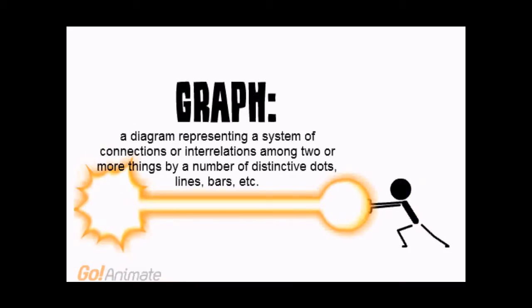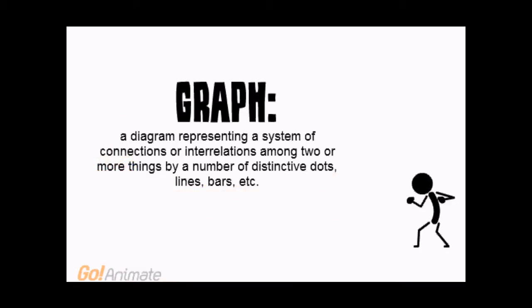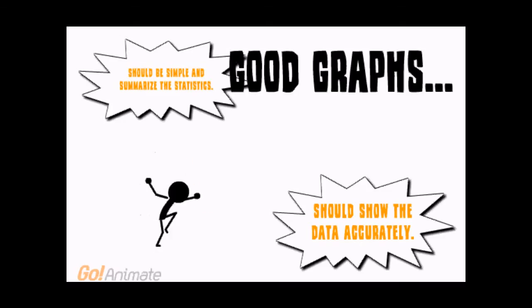A graph is a diagram representing a system of connections or interrelations among two or more things by a number of distinctive dots, lines, bars, etc. To make a good graph you need information that is graph-worthy. It should be simple and summarize the statistics. Next, the graph should show the data accurately.